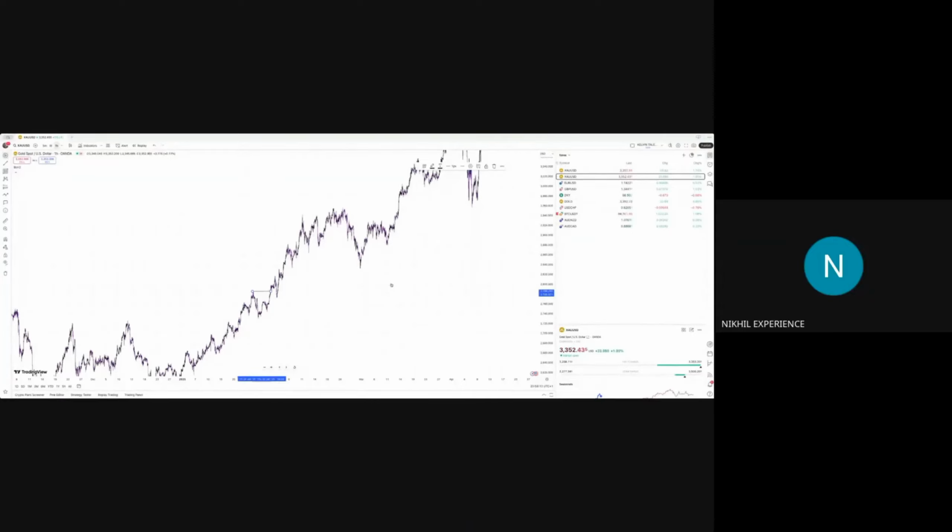What's the difference between range and swing structures? They are the same thing.